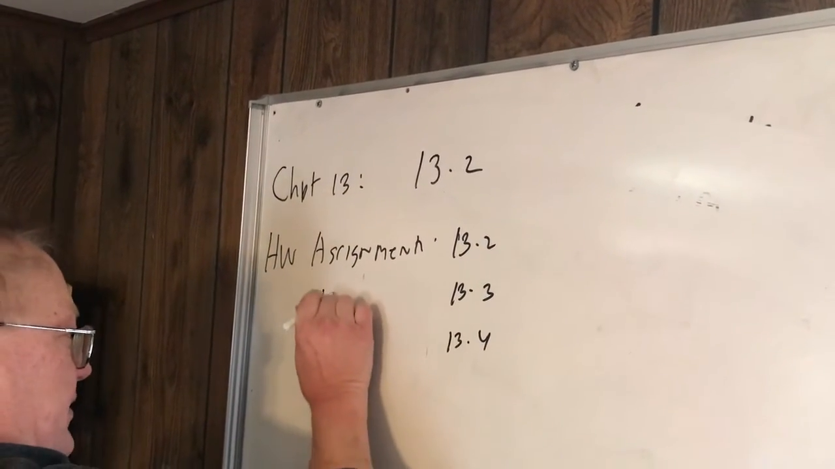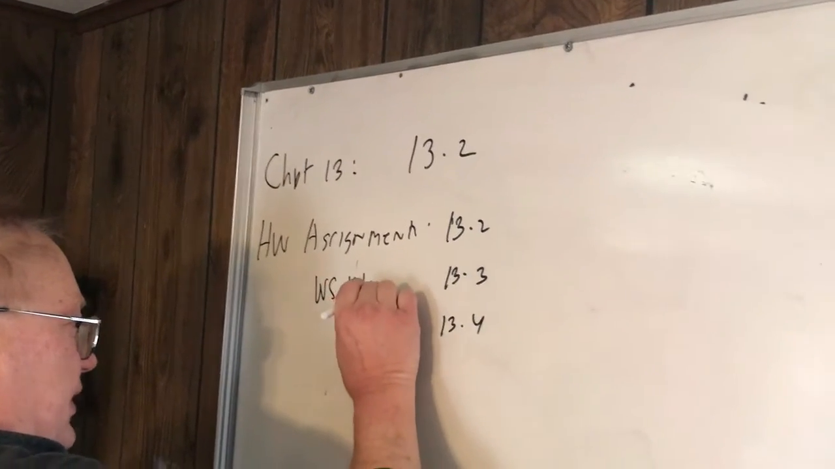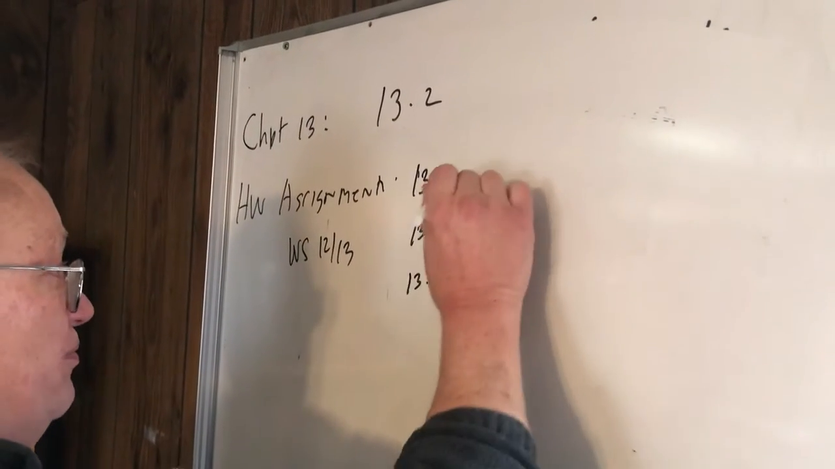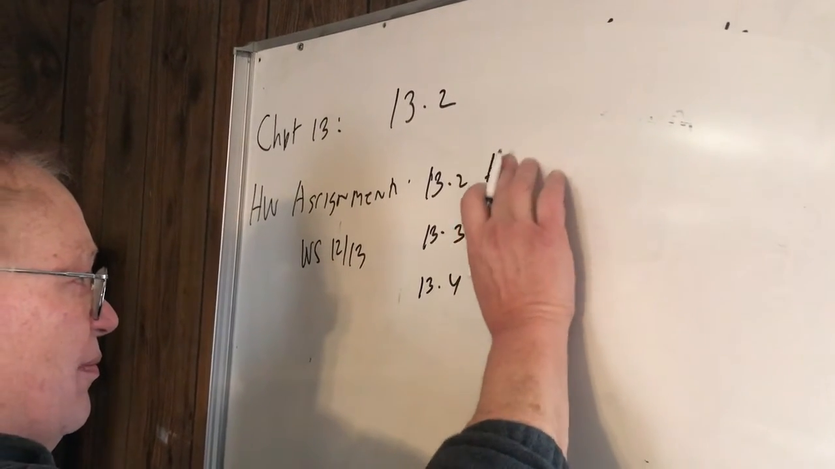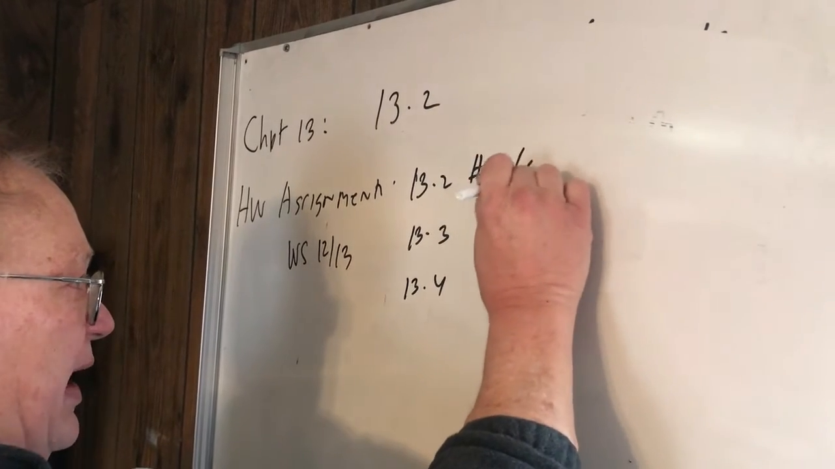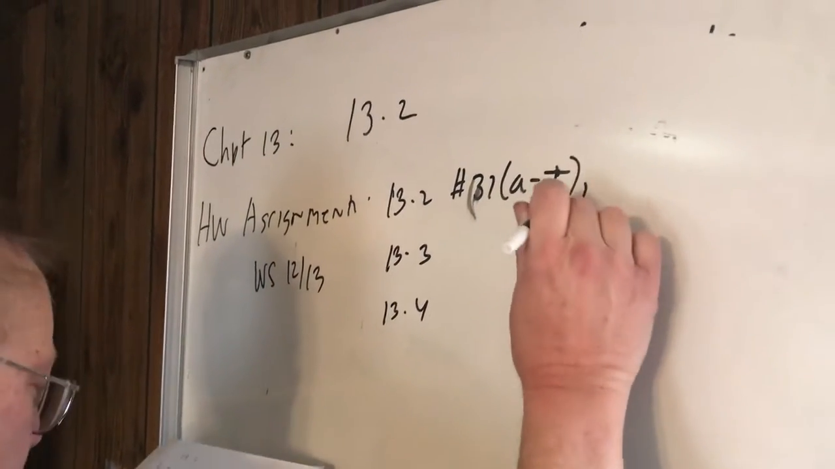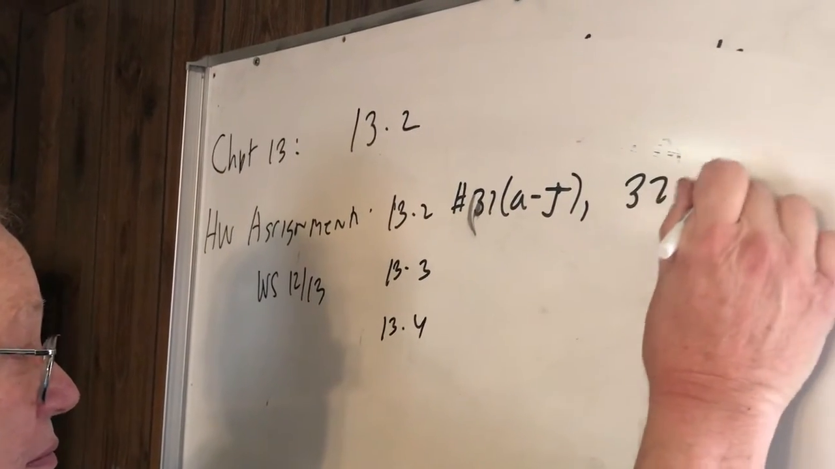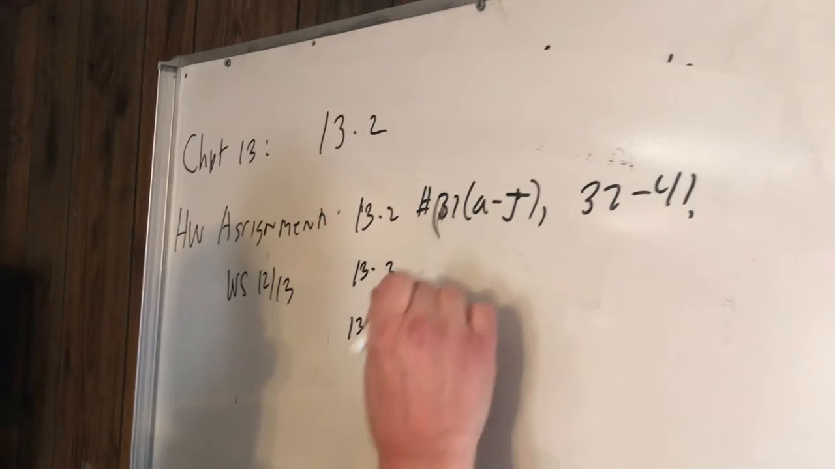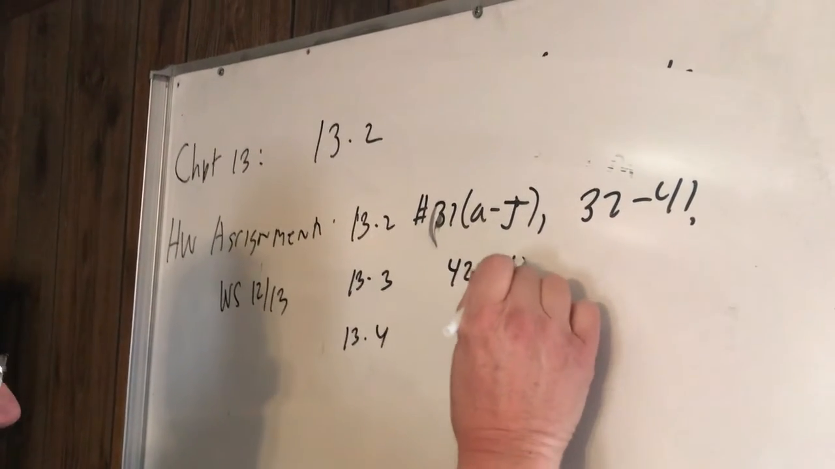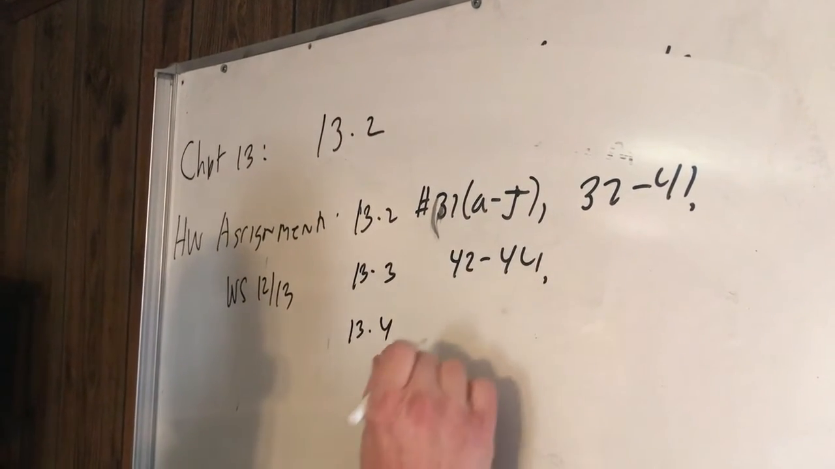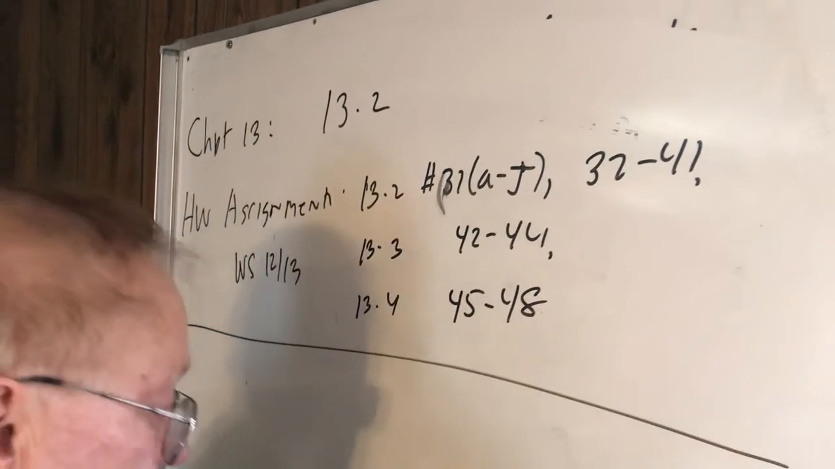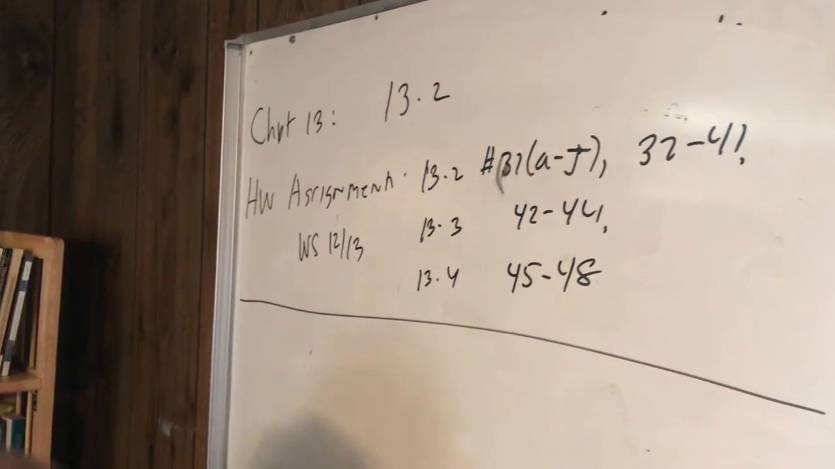This is from the worksheet of 12 and 13. So this is number 31, A to J. And 32 to 41. 12.3, just two of them, just that we don't cover a lot in there. And this is 45 to 48. And that ends your assignments for the term.